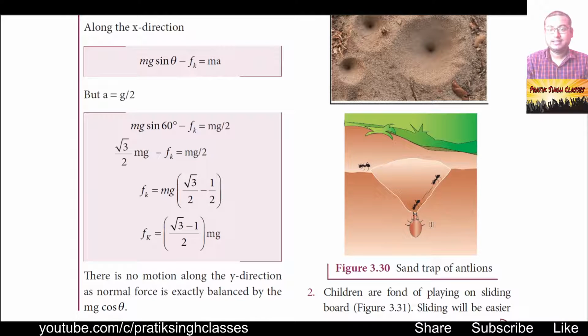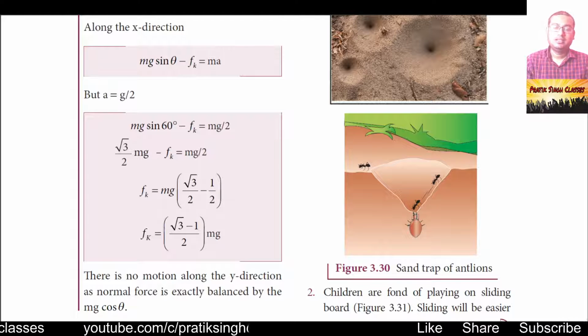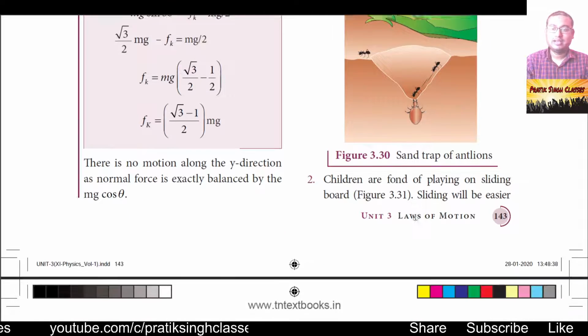The antlion is here, and if any other insect like an ant comes, the angle is made in such a way that it will slide down inward where the antlion hides itself, and it will become a great meal, or a party, for the antlion.